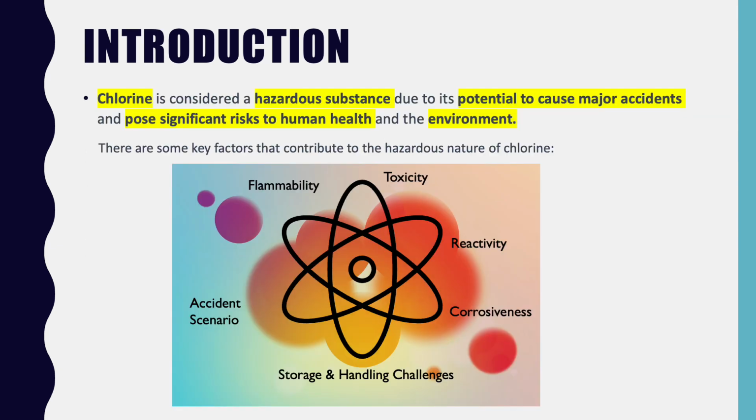Chlorine is considered a hazardous substance due to its potential to cause major accidents and pose significant risk to human health and the environment. There are some key factors that contribute to the hazardous nature of chlorine, which are flammability, toxicity, reactivity, corrosiveness, accident scenarios, and storage and handling challenges.